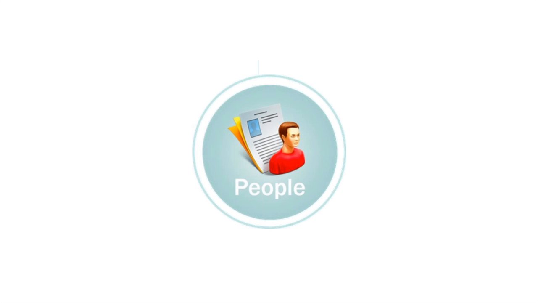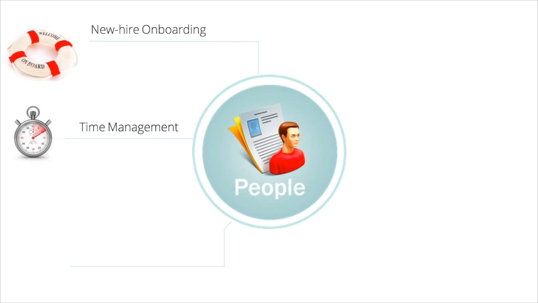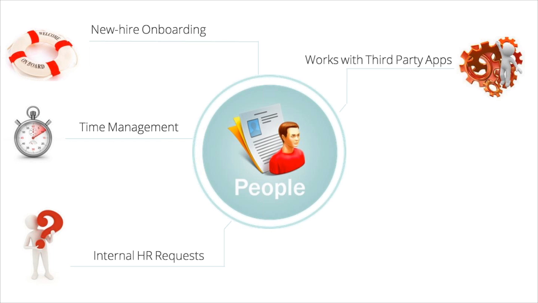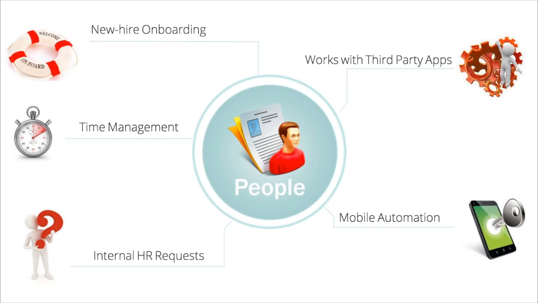The following are the most important HR activities that consume the most time when done manually. That includes your new hire onboarding, time management, which includes your attendance, time offs, and your time sheets. Of course, internal HR requests, working with third-party systems, and managing employees when they are on the move. And that is why we have concentrated on automating these activities.